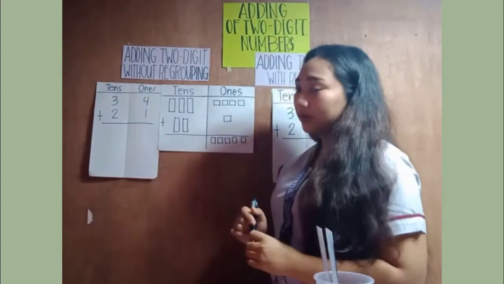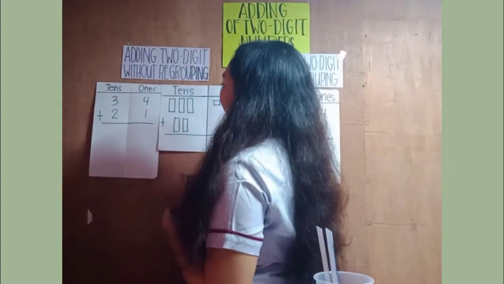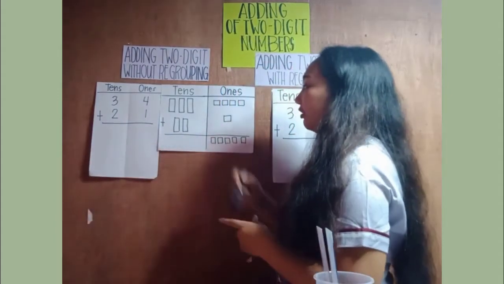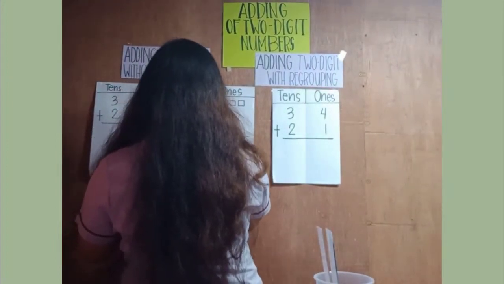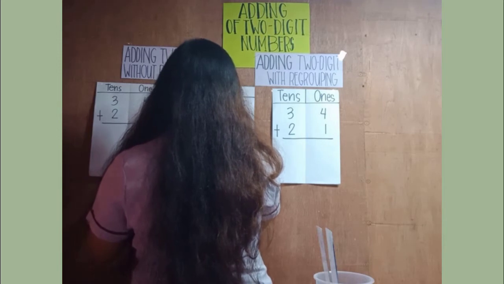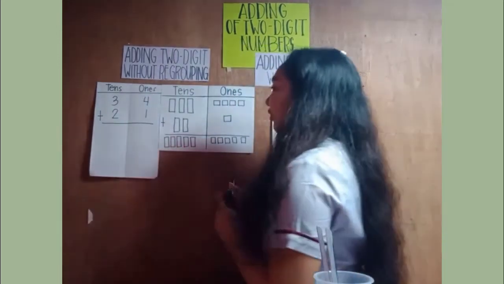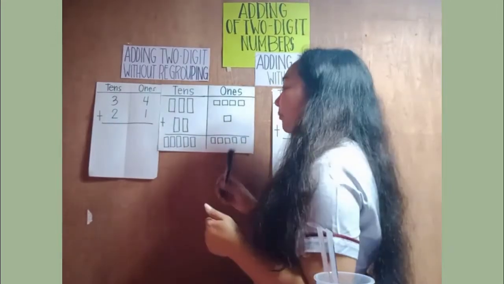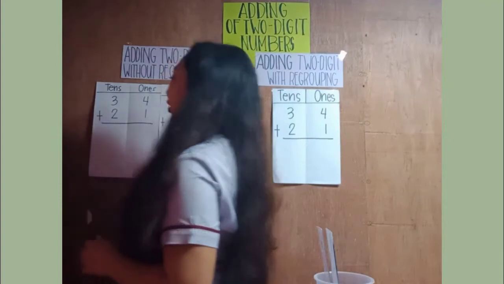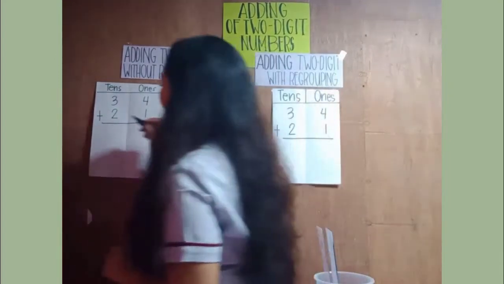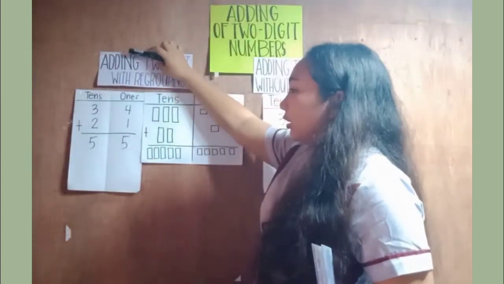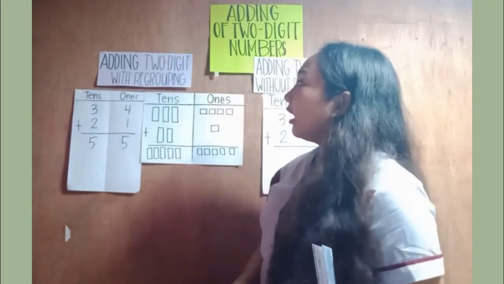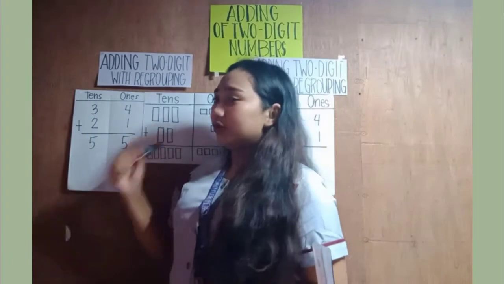This is 5 objects. Then in the tens column, there are 3 plus 2 objects. So 3 plus 2 objects is equal to 5 objects. So there are 55 objects in all. So 34 plus 21 is equal to 55. So class, this is the method in adding two-digit numbers with regrouping. Class, the sum of 34 and 21 is 55.